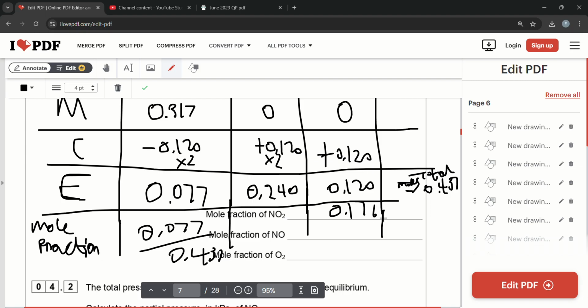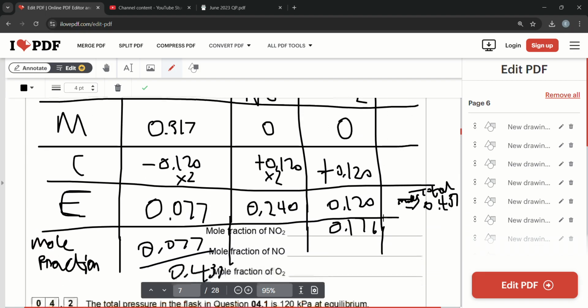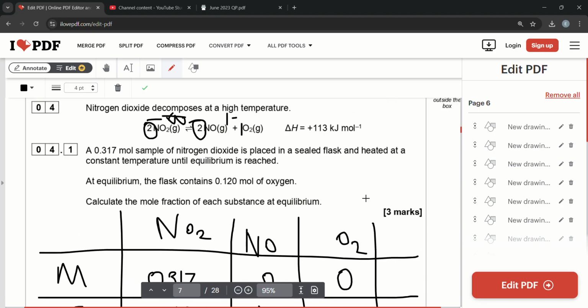NO is going to be 0.240 divided by 0.437, 0.549. And the final one, 0.120 divided by 0.437, 0.275. So 0.176, 0.549, 0.275 for 3 marks.